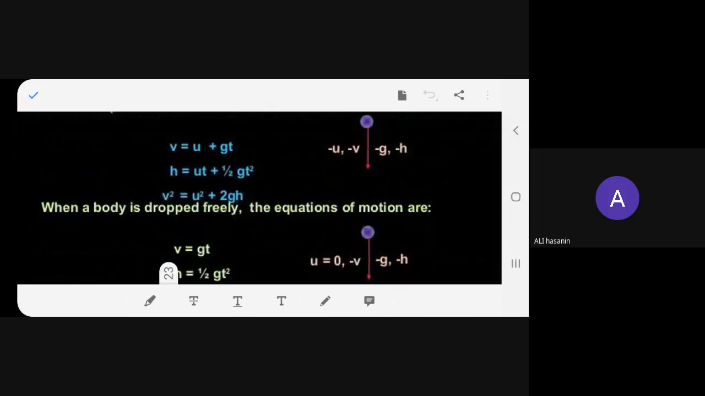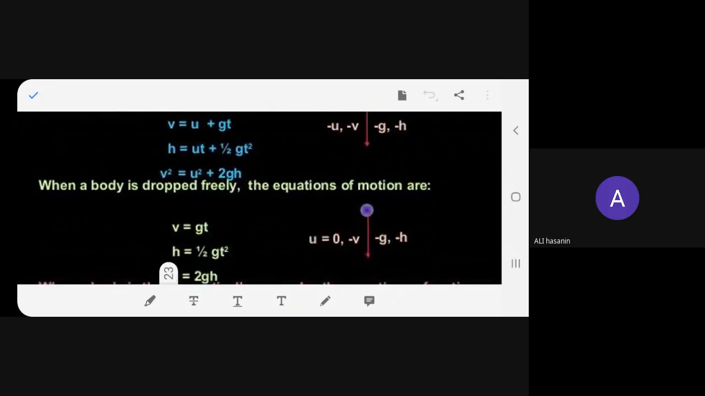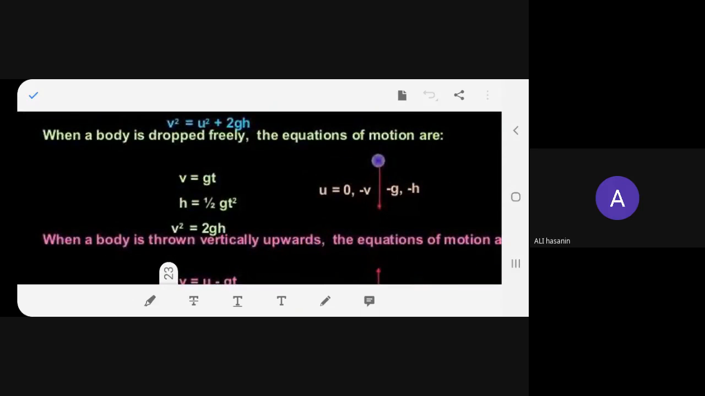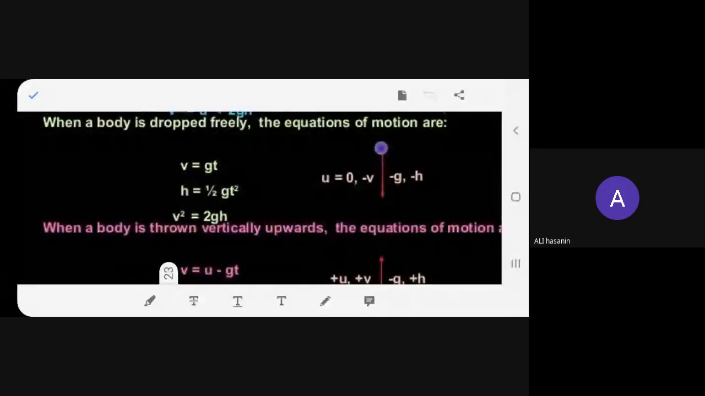Now we will see how the body is dropping. Let's see. When a body is dropped freely, the equations of motion are v is equal to gt, h is equal to half gt square, v square is equal to 2gh. Do you know how we got these equations? Can anyone tell me how we got these equations?